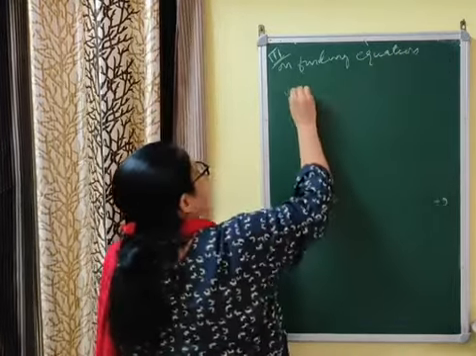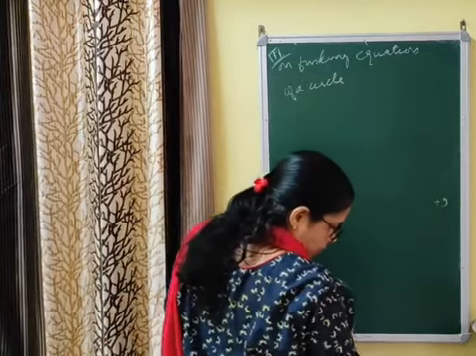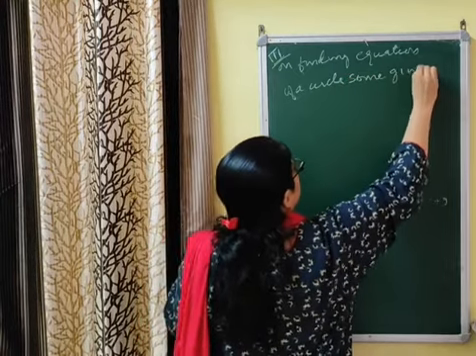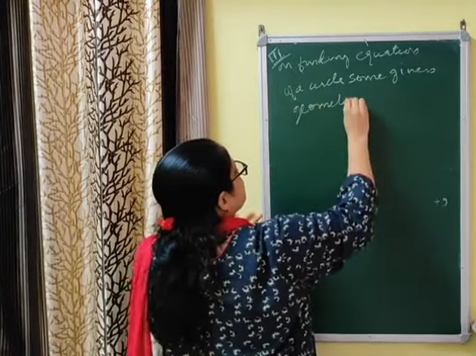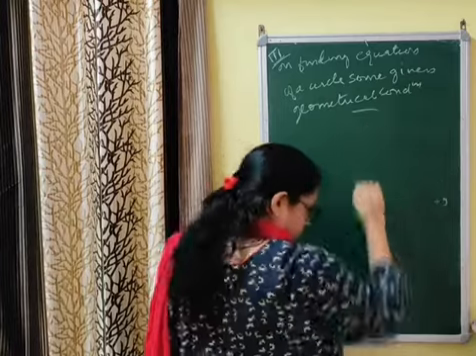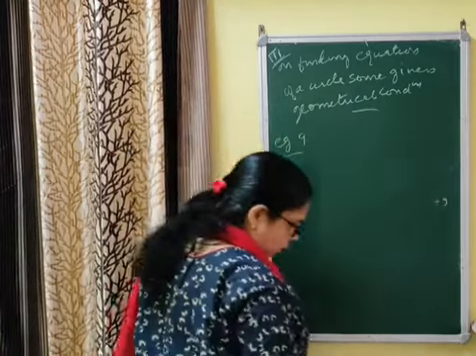Equation of a circle, given some geometrical conditions. How can we do it? I am doing Example 9. I am reading the question.